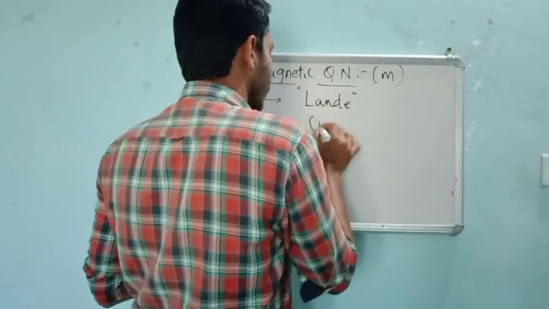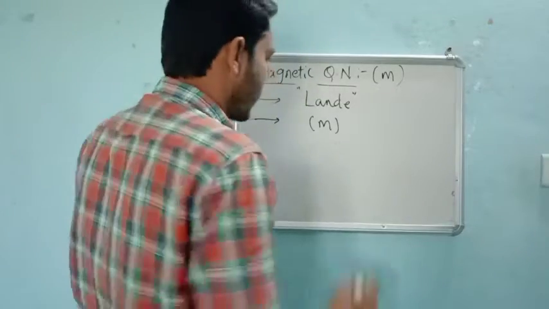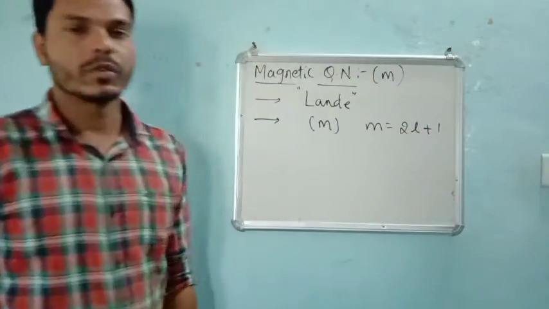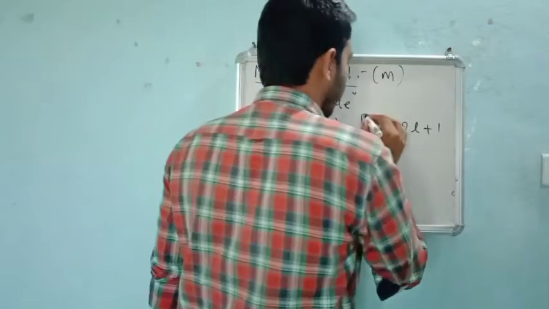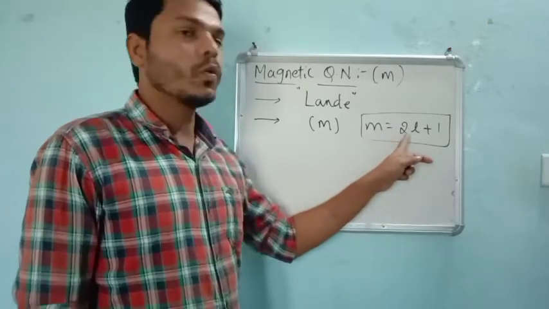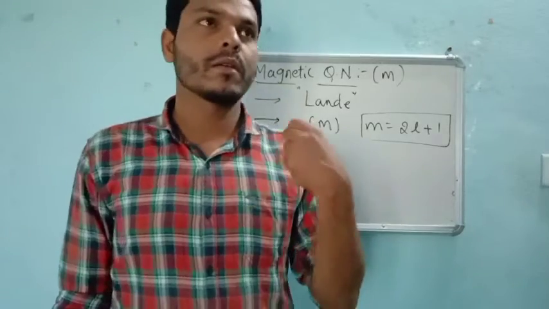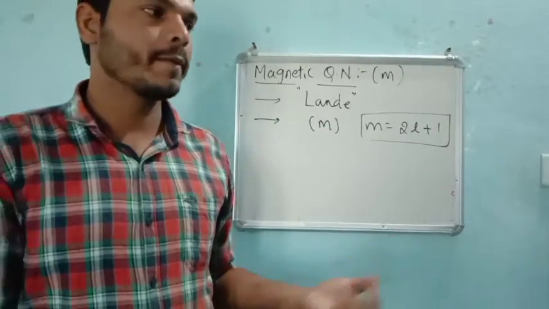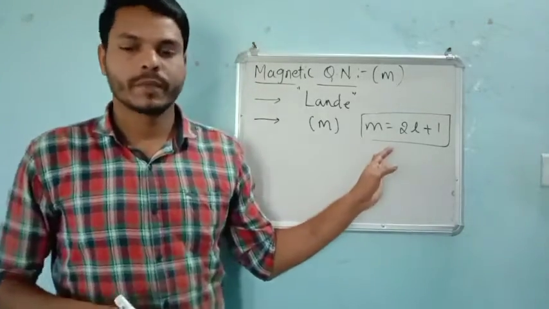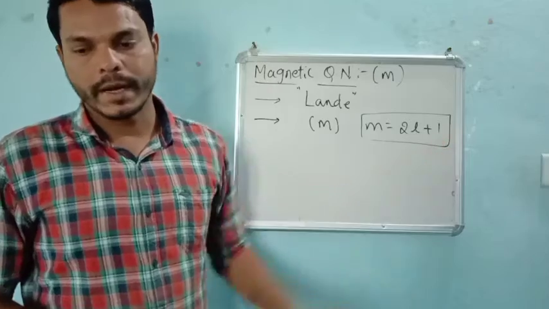And m is equal to 2l plus 1, right? This is the formula you must remember. So l is equal to n minus 1, and m is nothing but 2l plus 1. These are very important when we discuss the multiple choice questions, so just remember m is nothing but 2l plus 1.